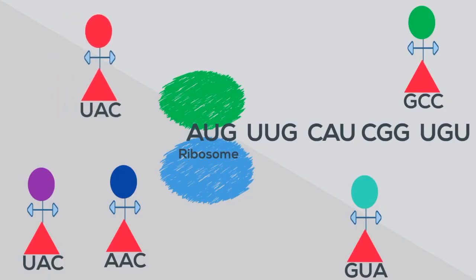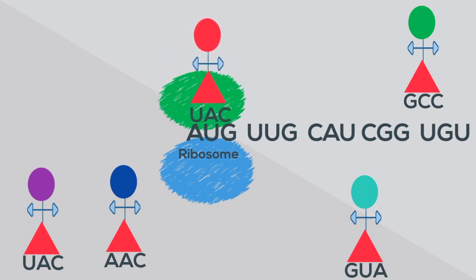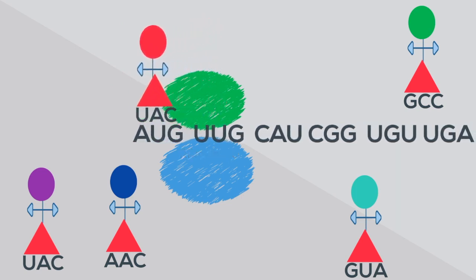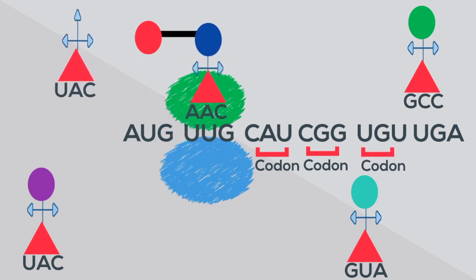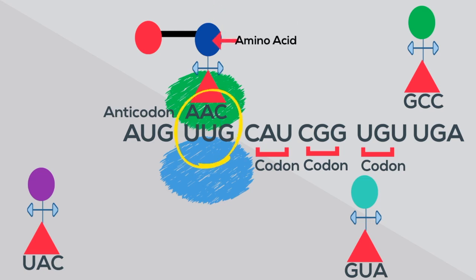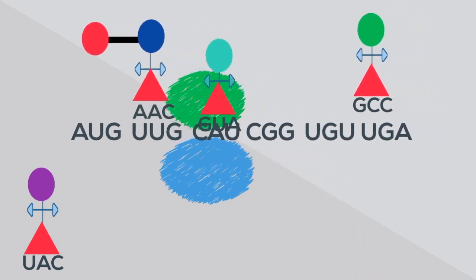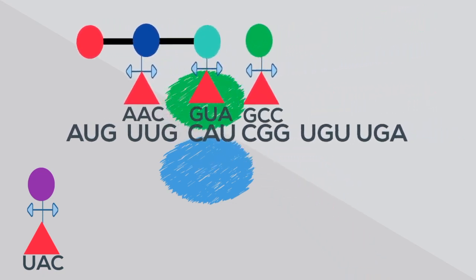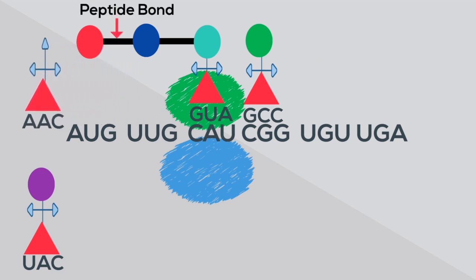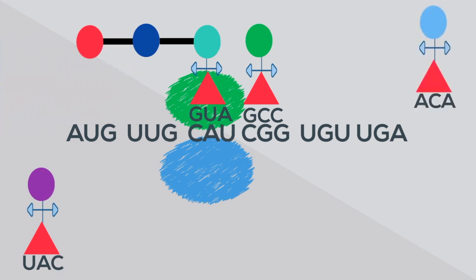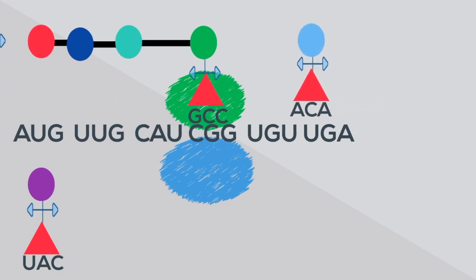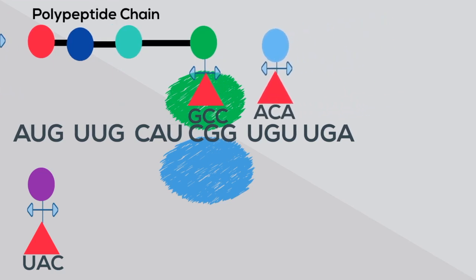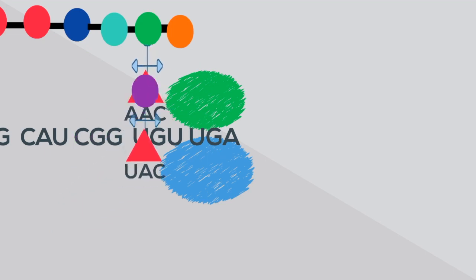At the ribosome, the messenger RNA is read 3 units at a time. This triplet is called a codon. A transfer RNA has an anticodon, which matches with the codon and has an amino acid attached. As a new transfer RNA moves to the mRNA, the amino acids bond together with a peptide bond, and a string of amino acids begins to form called a polypeptide chain. This process will continue until a stop codon is read.